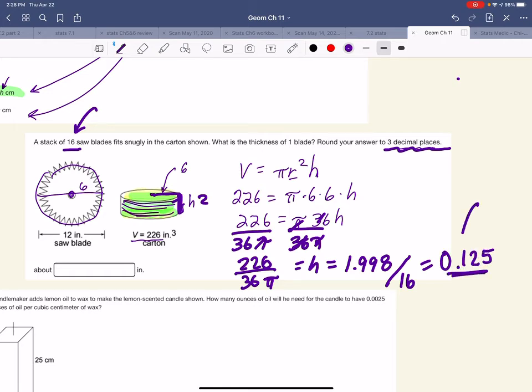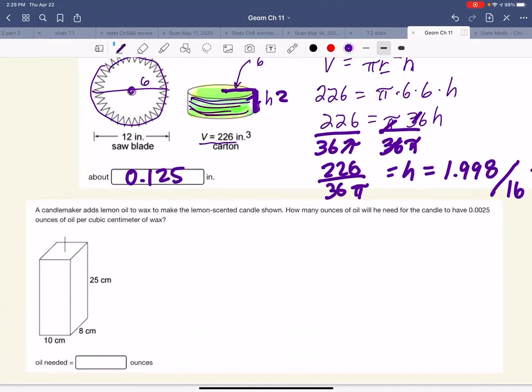0.125. Now this number actually means something in real life. That is a fraction. 1 divided by 8, yeah, it's the fraction 1/8. And if you go to Home Depot, you can get a saw blade that's 1/8 of an inch thick. So that's actually true to life. This is a real life type of problem. They've asked us to round to the nearest 3 decimal places, and that's what we've done.